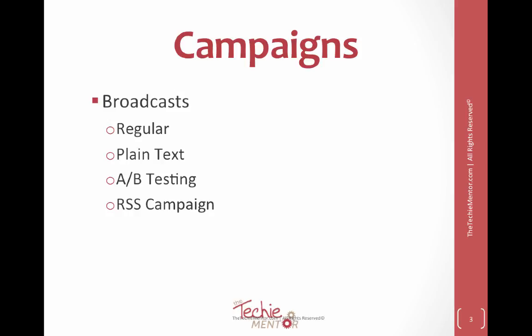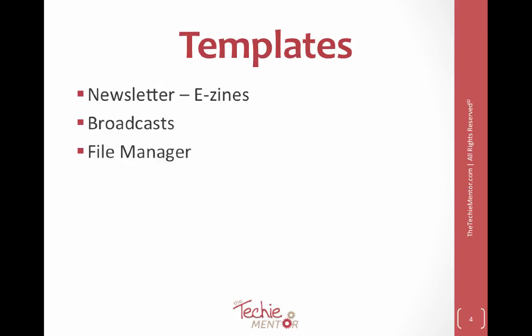And then you have what are called RSS campaigns. An RSS is basically a way you can subscribe to something, like subscribing to a blog feed. You can use that as a way to send out your blogs, if you will, from within MailChimp. So that's what encompasses broadcasts, which are called campaigns from within MailChimp, just to make things confusing.